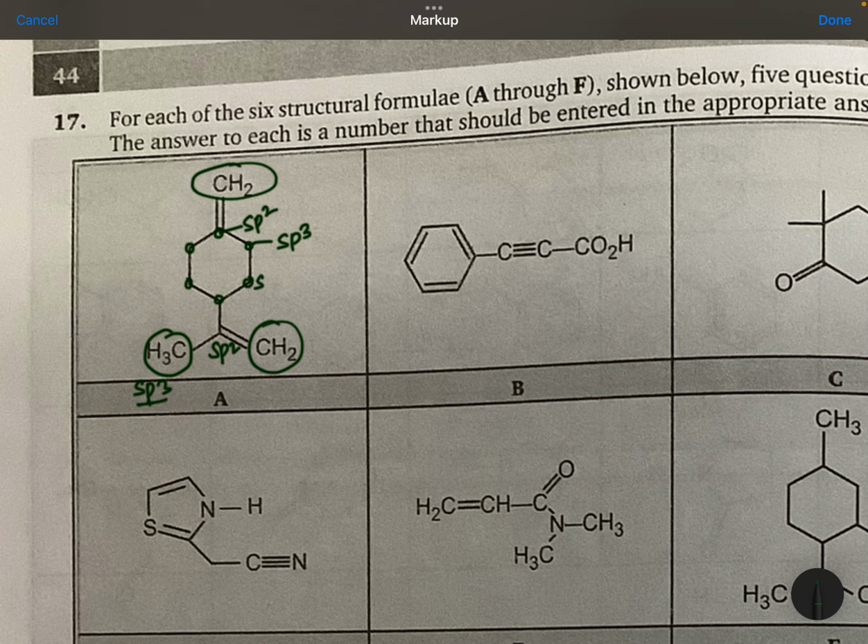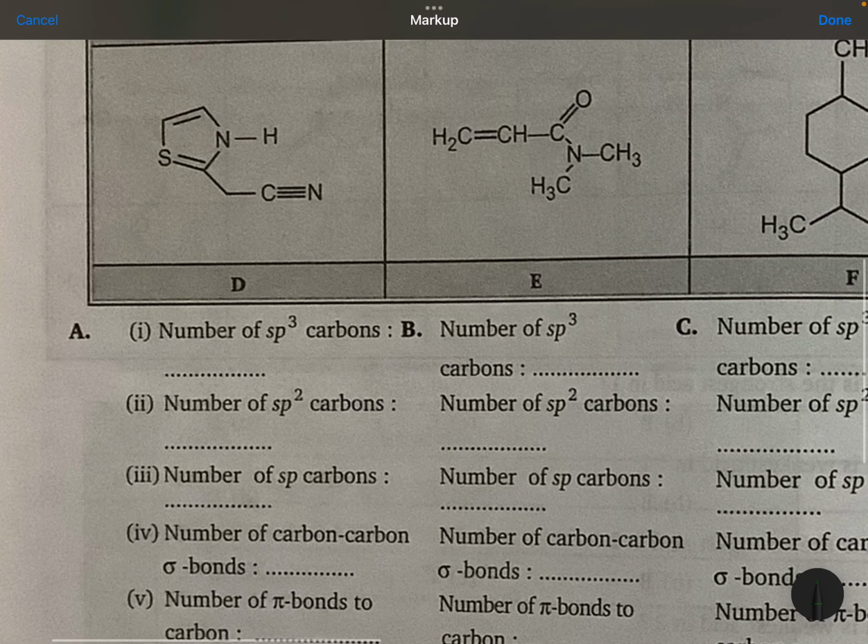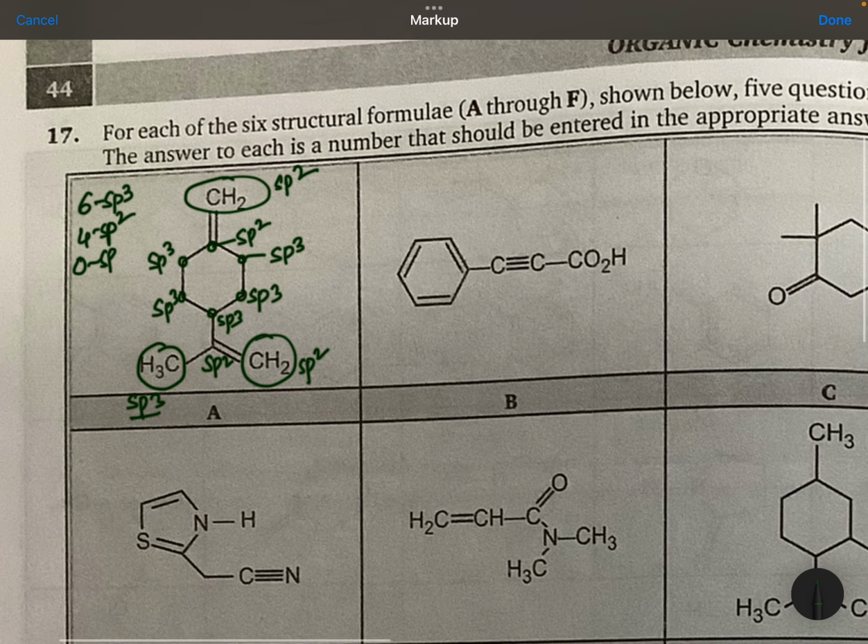So what the question is, this is sp2, sp3, sp3, sp3, sp3, sp3 and sp2, sp2. So there are 4 sp2 carbons, 6 sp3 carbons, 0 sp carbons. Clear? Then he was asking about carbon-carbon sigma bonds and carbon-carbon pi bonds.